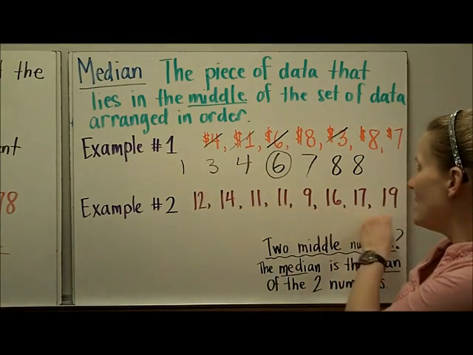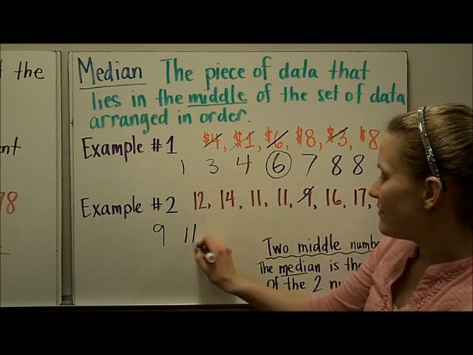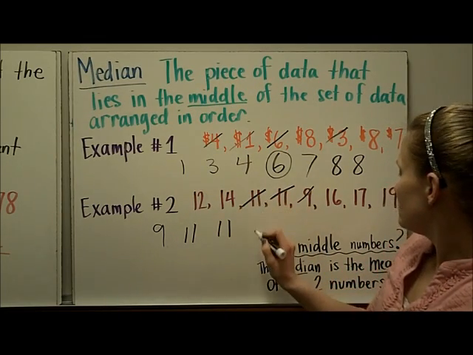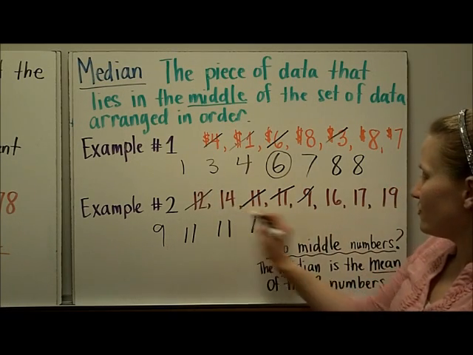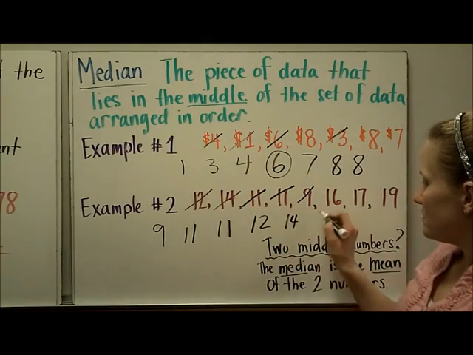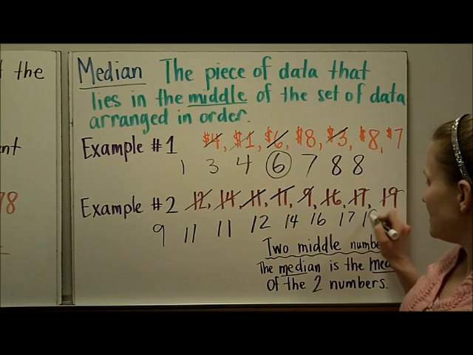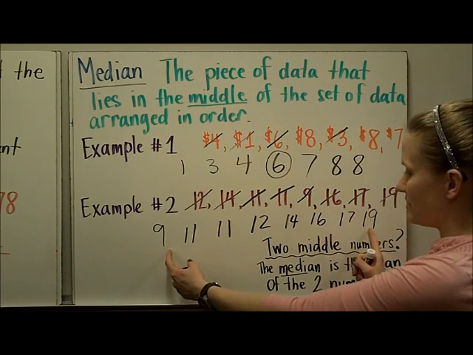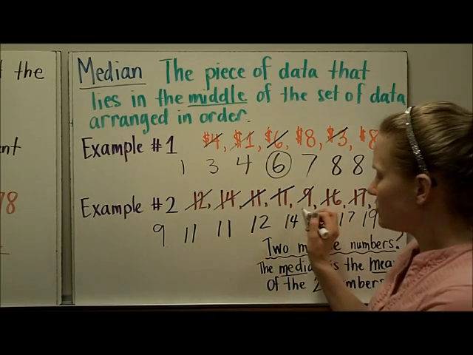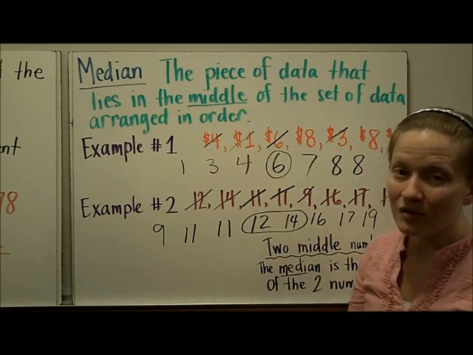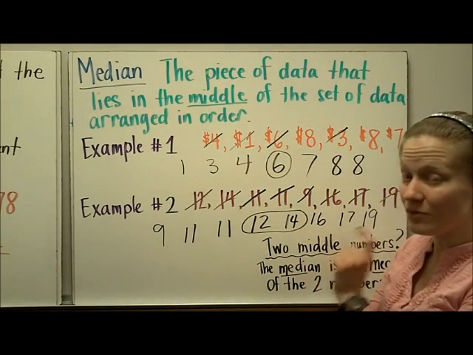Here's another example. I want to first get them in order. So I see 9, two 11s, 12, then 14, 16, 17, and 19. All right, now I'm going to work my way in from the outside. Last two, next two, next two. All right, I have two numbers here that fall in the middle, and this may happen in your data points. When you have two numbers in the middle, you need to do one more step.